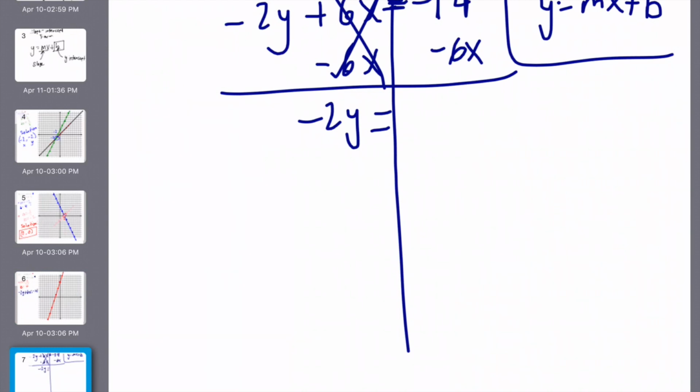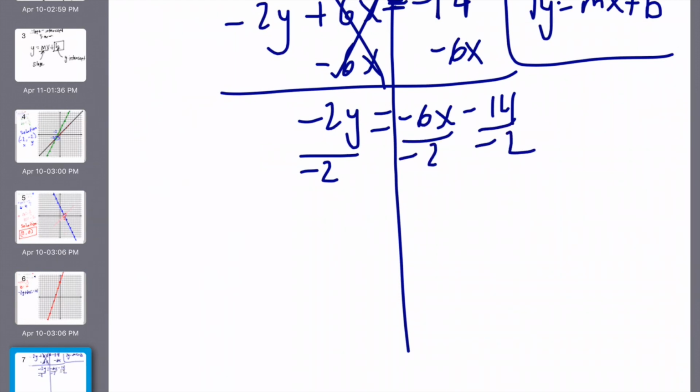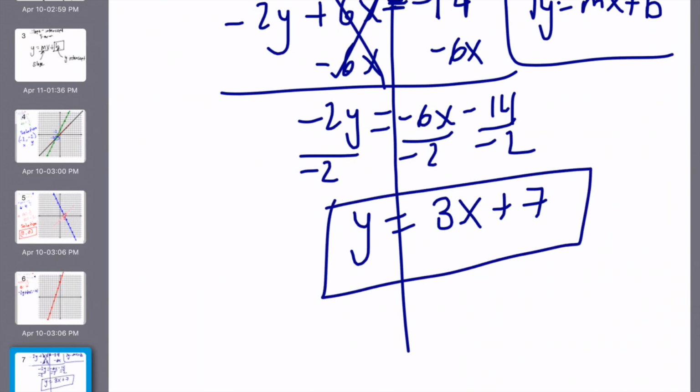-2y equals -6x minus 14. And since I'm just trying to solve for 1y, not -2y, I need to divide both sides and everything by -2. So I'm going to have y equals 3x plus 7. So that is the equivalent equation from this first part to the second part, okay? So these are the same, okay?